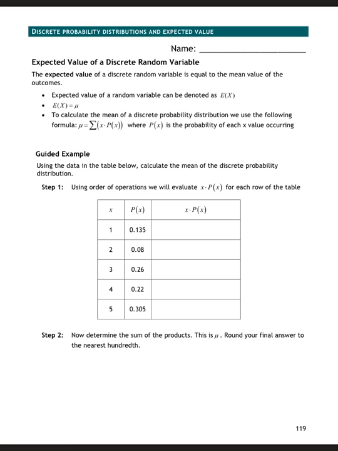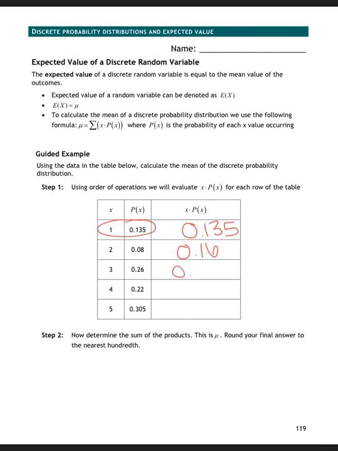Okay, so let's look at one by hand, and then I will try to post an Excel video of one as well. So using the data in the table below, calculate the mean of the discrete probability distribution. So the first thing you need to do is find what is x times p of x. All you're going to do is be multiplying these values. So what is 1 times 0.135? So you should have 0.135. Same thing for the next one. 2 times 0.08, so 0.16. And I'm going to do that all the way down.